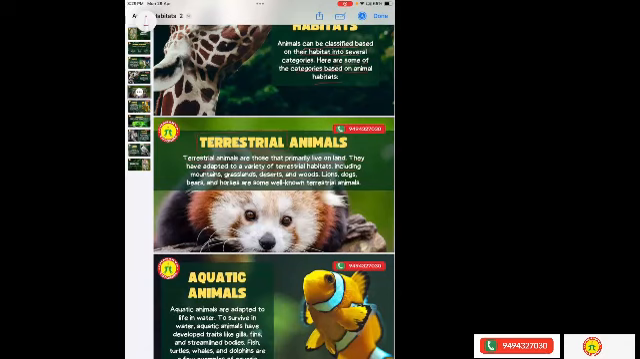So terrestrial animals have different types. Some live on the mountain, some live in the grassland, some live in the wood, some live in the desert. Depending upon the type of animal, they are further classified into mountain, grassland, and desert. In the desert, you might have heard of the camel, right? The camel is a terrestrial animal that lives in the desert.